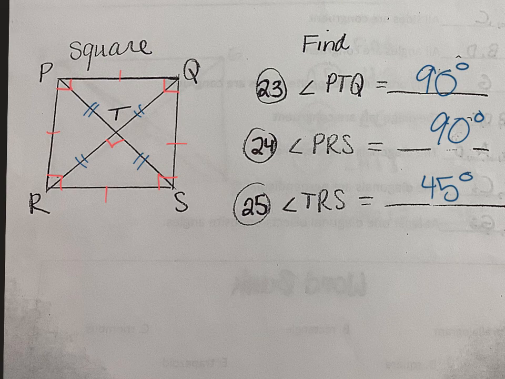All right, so remember, guys, listen. For a square, again, the diagonals are going to bisect this, so it's going to split that 90-degree angle in half. So that means each of these pieces for a square are always going to be 45.